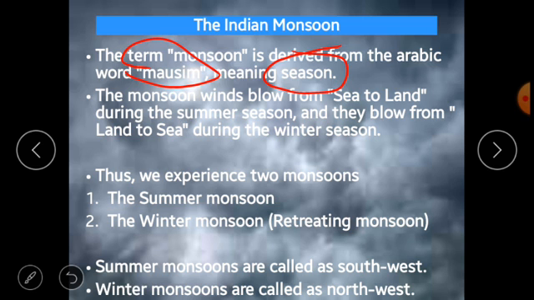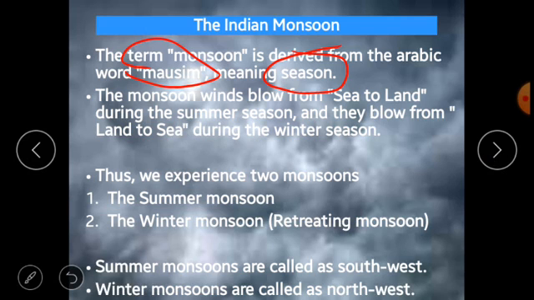That means season. So this is basically a system of seasonal winds which completely change their direction of flow with the change in season. As the season changes, these winds change their direction of flow. Suppose if the wind is moving from left to right in summers, then in winters it becomes reversed and it starts flowing from right to left. This was just an example.